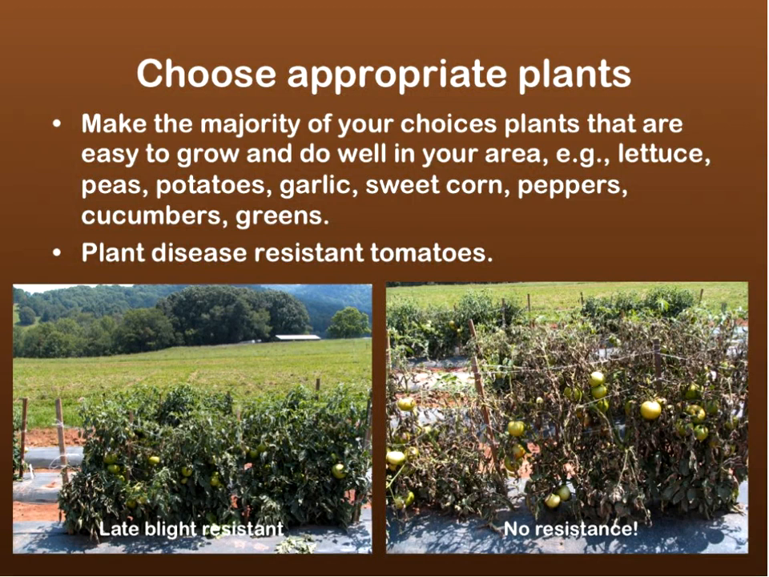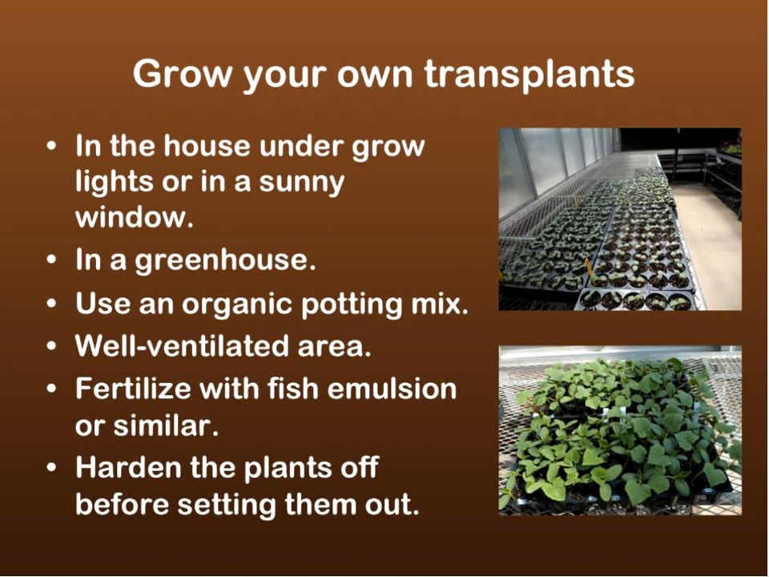Again, just a little bit more about the difference of choosing the appropriate plants. This is some of the work that we're doing in Waynesville with our tomato breeders, and you can see the tomatoes on the left have that late blight resistance bred into them, where the ones on the right did not. And then, again, encouraging people to just grow plants that they're going to be successful with, like lettuce and potatoes and corn and peppers. You want to make that first gardening experience very positive, so have them grow things that they're probably going to be successful with.